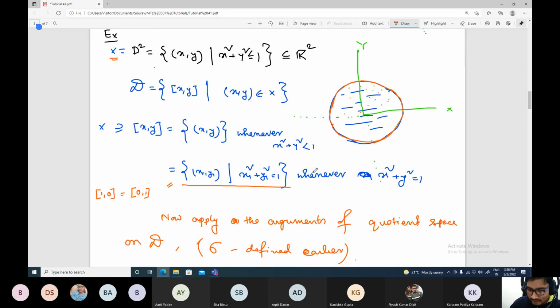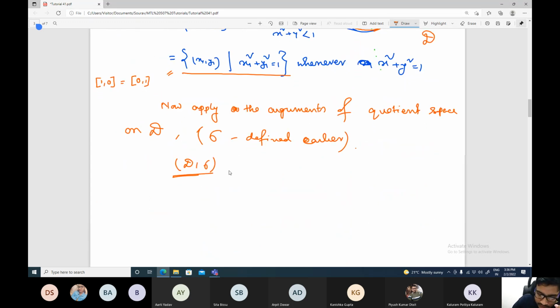See, we have all the points in the interior as it is, and we are identifying the boundary points to a single point. Means we have a space in B, all the interior points will be there, and we identify the boundary to a single point. Then which space will it be? This is actually homeomorphic to S2.